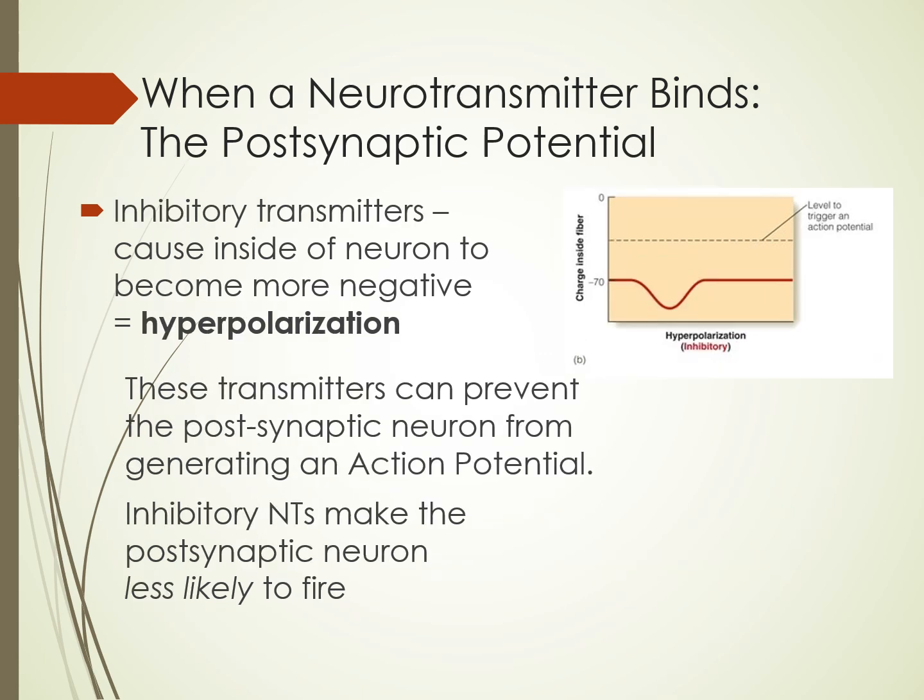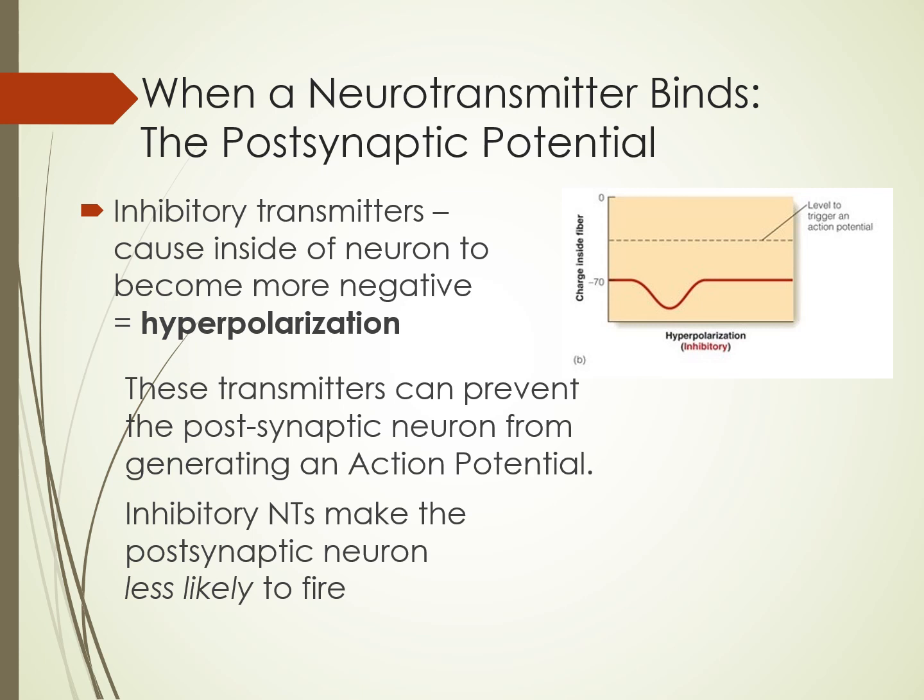We also have inhibitory transmitters, or cases where a neurotransmitter or a neurochemical has an inhibitory effect on the postsynaptic neuron. And this means it's hyperpolarizing. Hyperpolarizing is causing it to be even more polarized, making the postsynaptic neuron less likely to fire. These transmitters can prevent postsynaptic neurons from generating their action potential, or make them less likely to fire.